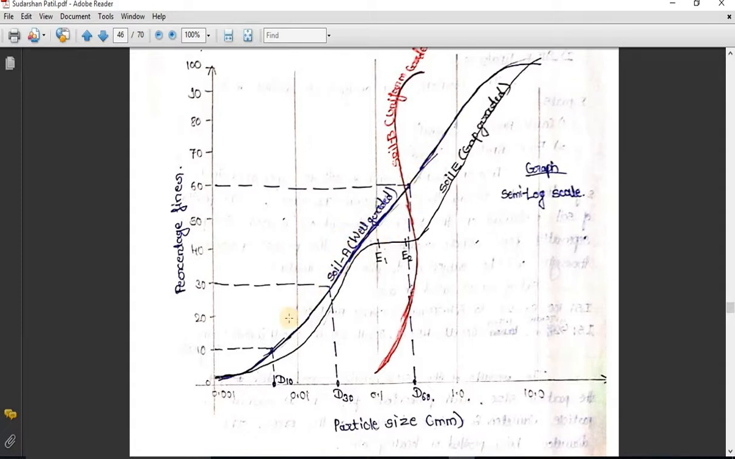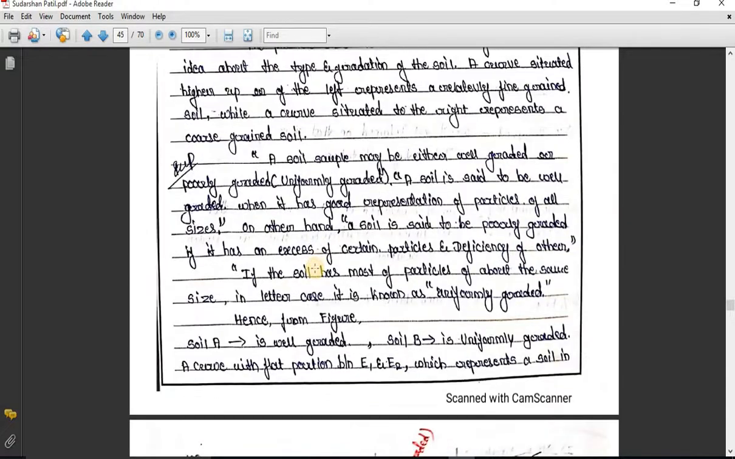First we are going to see the blue line. You can see this blue line is linear. It is uniformly increasing, so nowhere is it flat. What it indicates is that as the particle size increases, the percentage of fines increases. That means all the sizes of the particles are present in appropriate proportion. Remember this: if all the sizes of the particles are present in appropriate proportion, it is called well graded soil.